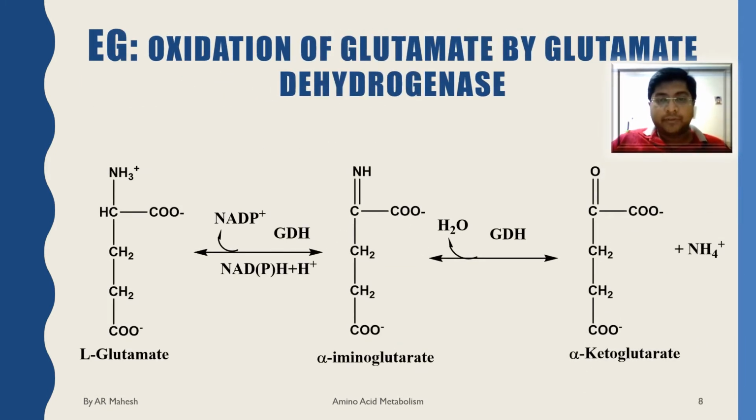Oxidation of glutamate by glutamate dehydrogenase. L-glutamate is initially converted to alpha-aminoglutarate, which is further converted to alpha-ketoglutarate in the presence of glutamate dehydrogenase enzyme. And there is liberation of ammonia, that is deamination reaction.